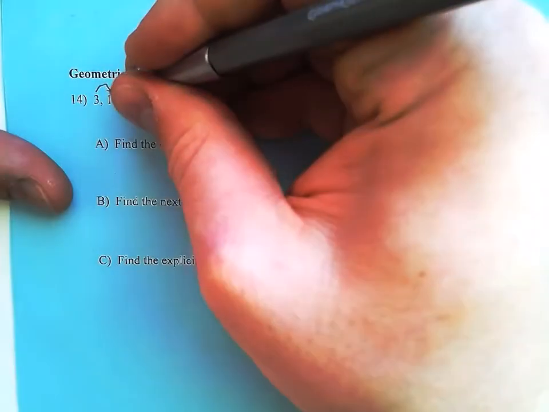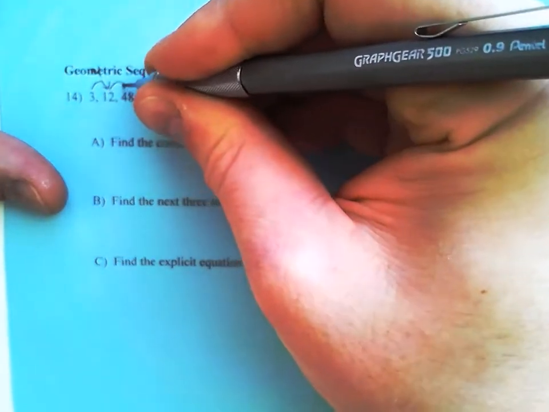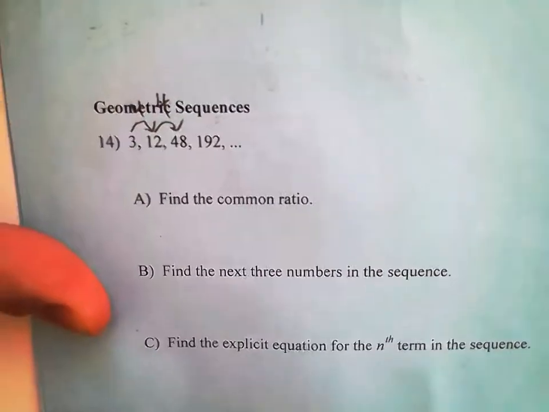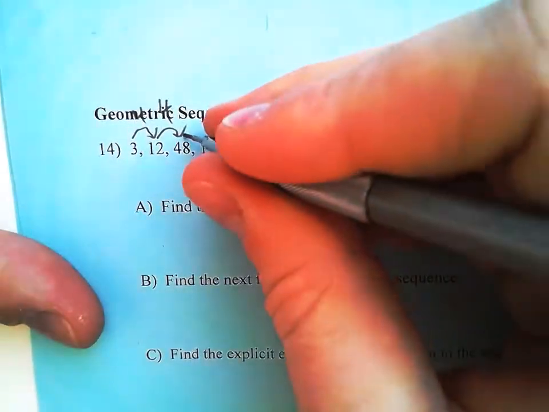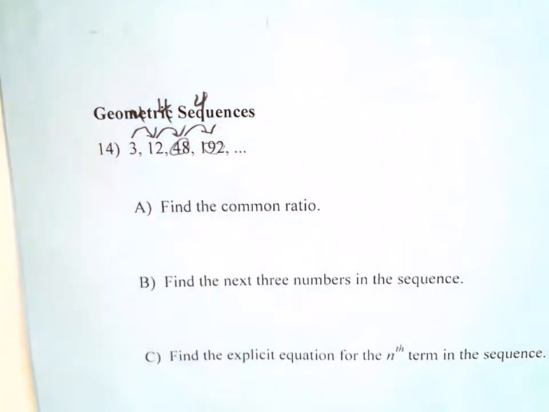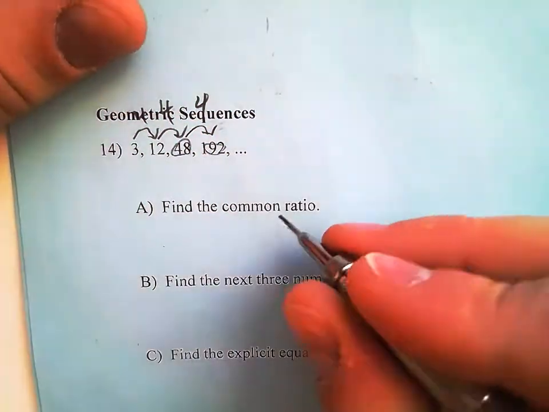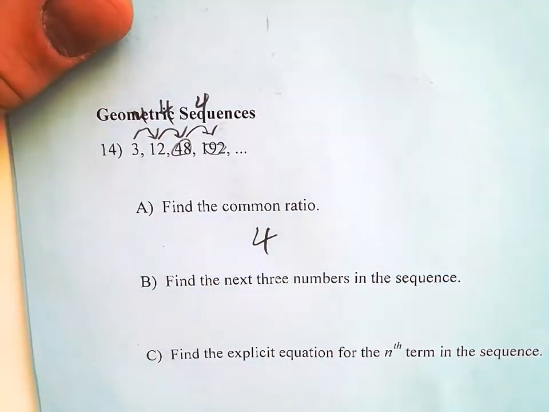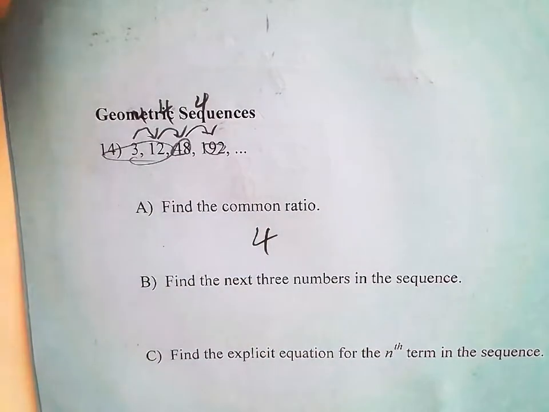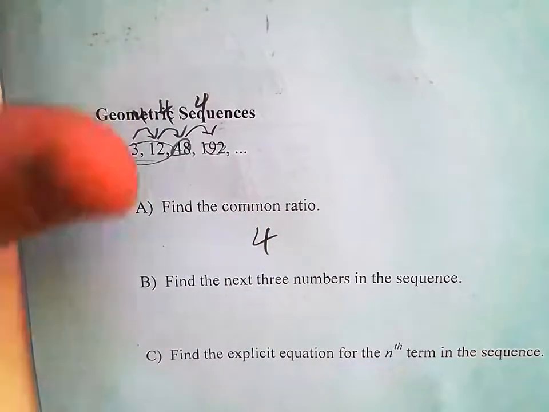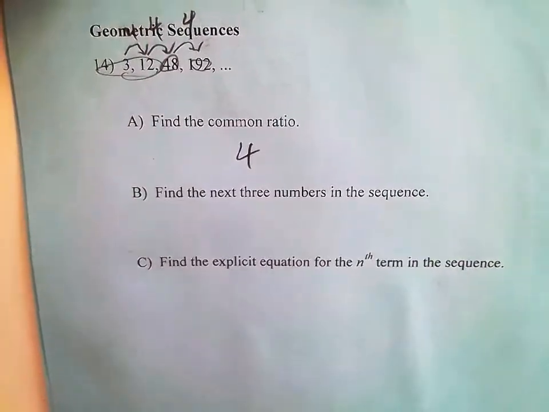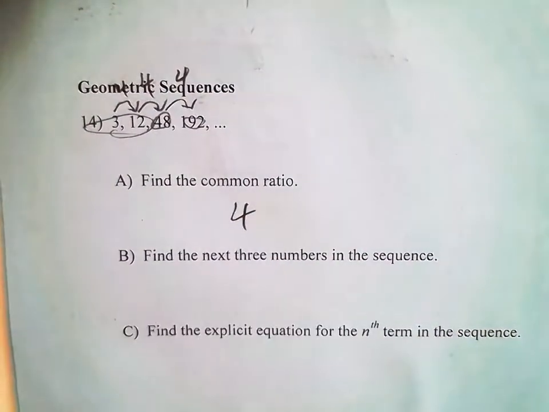3 times what is 12? 4. 12 times what is 48? 4. 48 times what is 192? Check with your calculator. Divide this divided by 48. It's 4. It's multiplying times 4 every time, so the common ratio is 4. The first one's the easiest one to tell there. Then you check it's doing the same thing every time just to make sure. Now find the next 3 numbers in the sequence.